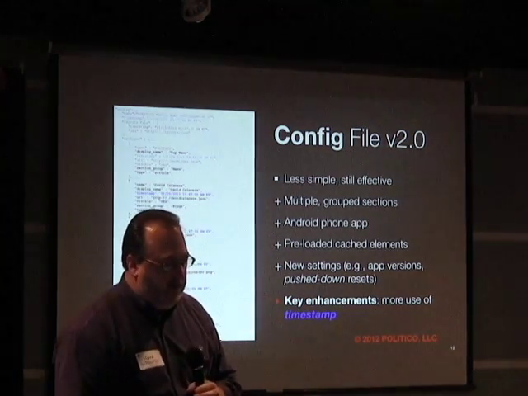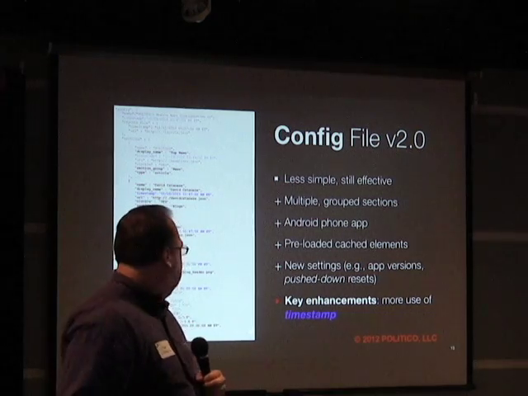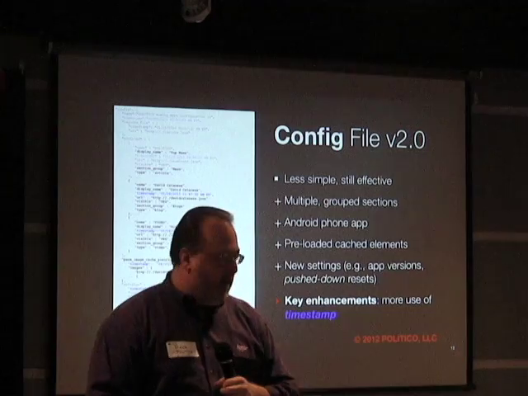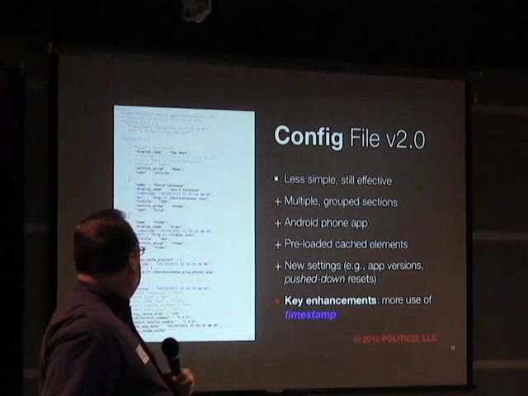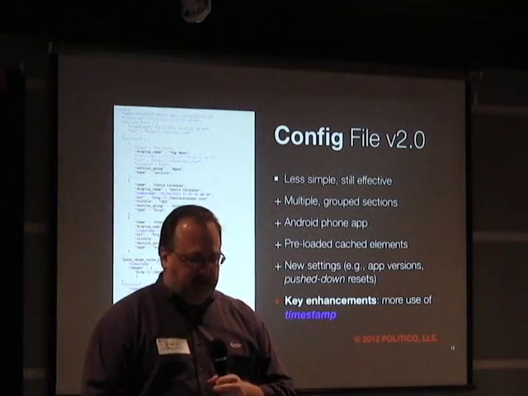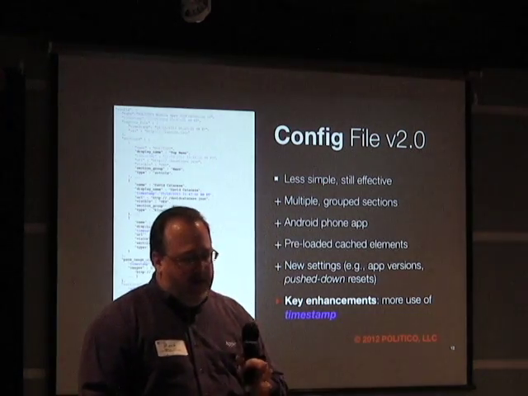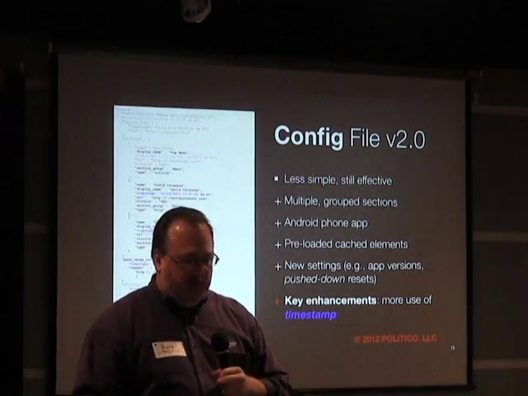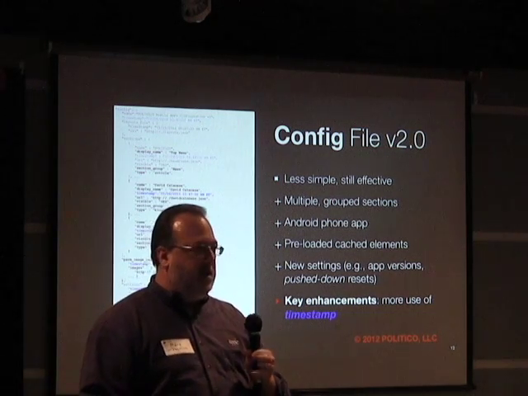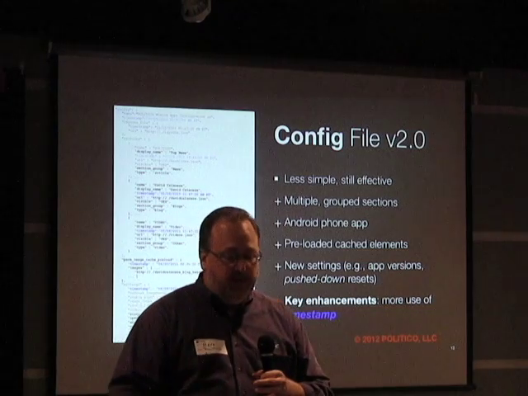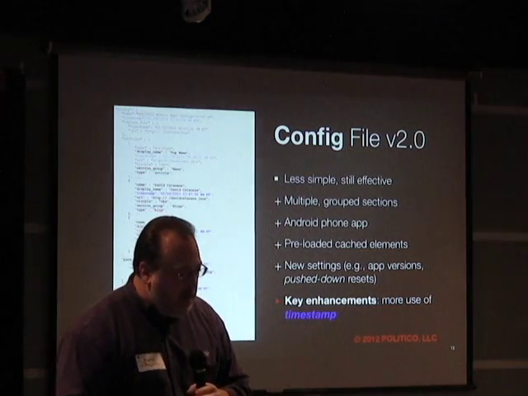So moving along, we evolved this system, and here's what the 2.0 version of the config file looked like. And that's not all of it. That's just parts of it. There's a lot of dots in there. So basically, it's still simple-ish. We added multiple group sections, so we grew from one section to many sections. We added another app. We added an Android. We added another platform. So not only did we add another app, we added another platform.